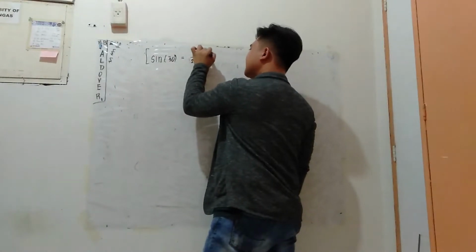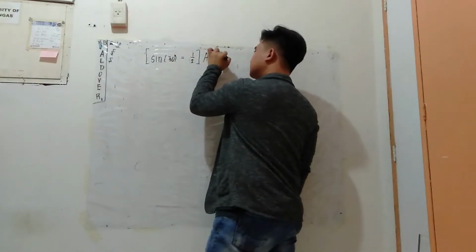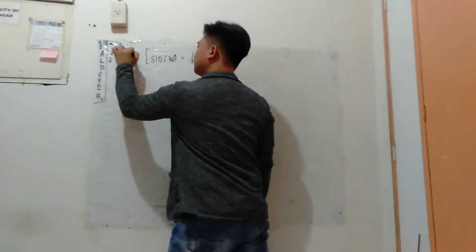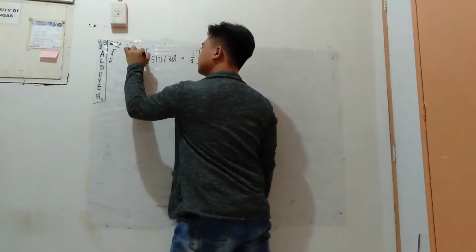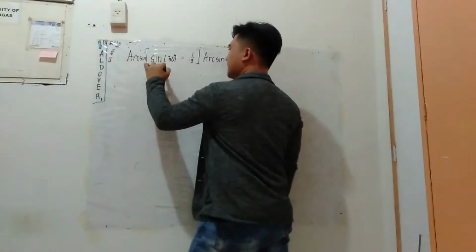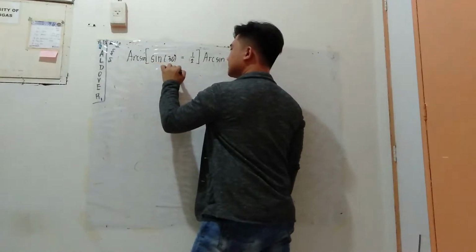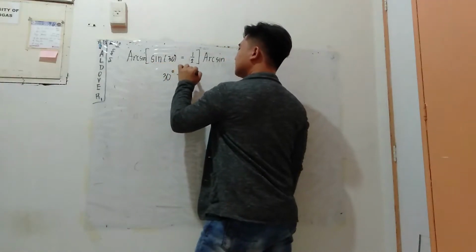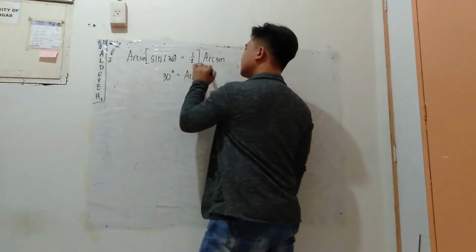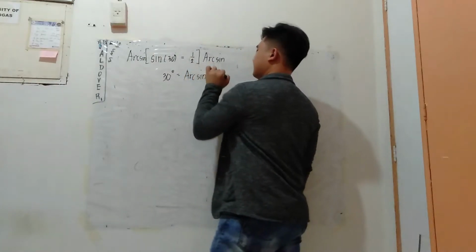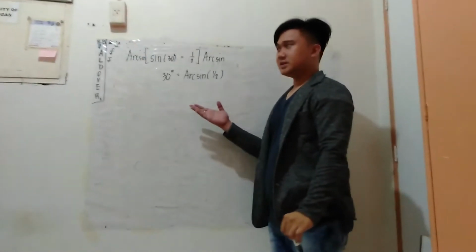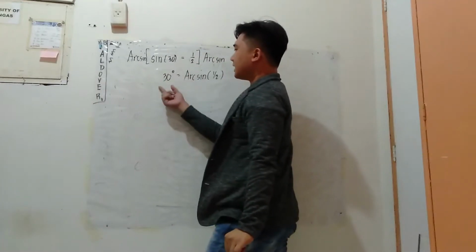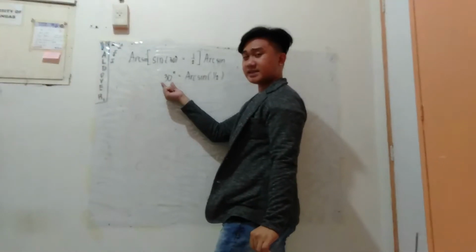Now, kapag inarc sine ko to, both sides, so that will become 30 degrees is equals to arc sine ng 1/2. So as you can see, yung angle mo na yung magiging sagot mo this time.